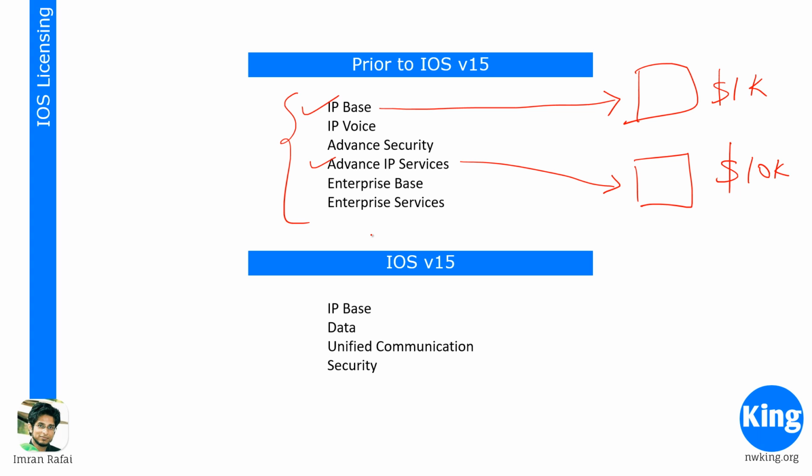Now, the Universal Operating System has the IP Base. IP Base is a lifetime license. It is enabled for everyone, right? So IP Base is enabled for everyone. All the other three functions, the data, unified communication, or security, would run on licenses.